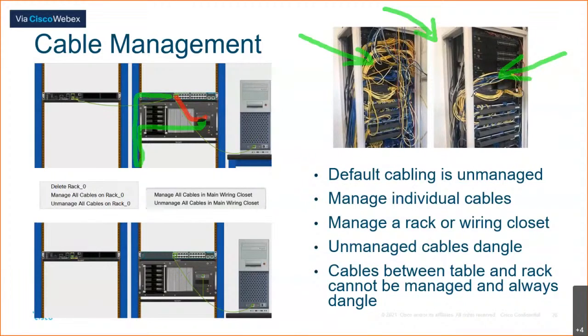And you can do the same in Packet Tracer. You can do this in Packet Tracer quite easily. First of all, you can manage individual cables. When you right-click a cable, you can just say, manage this cable, and it will be managed. Likewise, you can manage by rack, or you can manage all cables in the wiring closet altogether. And here on the second screenshot down below, you see how it looks in Packet Tracer when cables are managed. You can never manage cables between table and the rack because there is no place to put the cable to, right? But all the cables which go within the rack or between the racks will be managed.